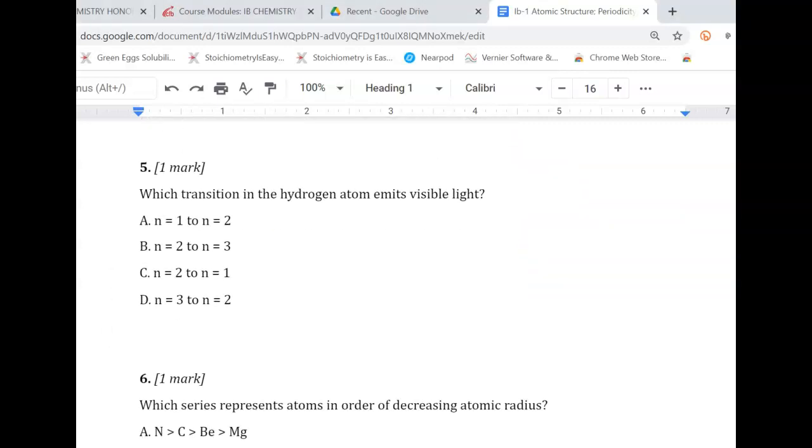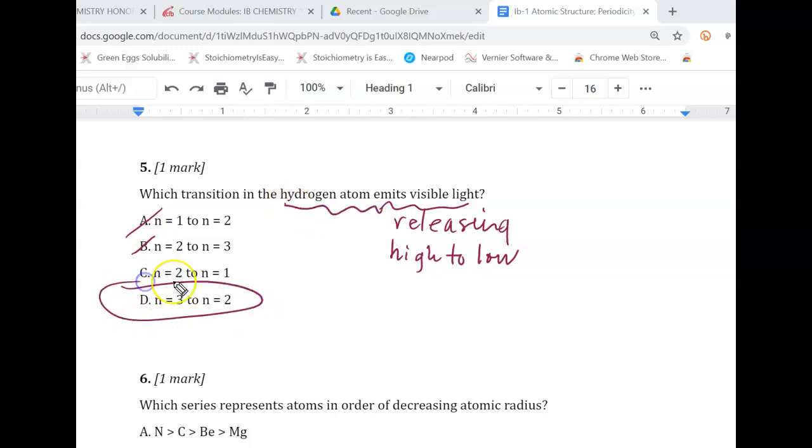This one relied on you remembering that to emit visible light, it must be releasing energy. For releasing energy, we must be moving from a higher energy level to a lower energy level. When you release energy, your energy goes down. So moving up will not work. That leaves either 2 to 1 or 3 to 2. And for it to be a hydrogen atom emission of visible light, we learned that it must be only down to the 2nd energy level. So there's that one.